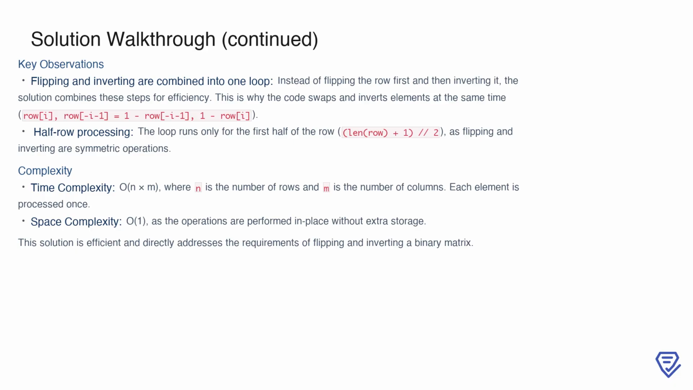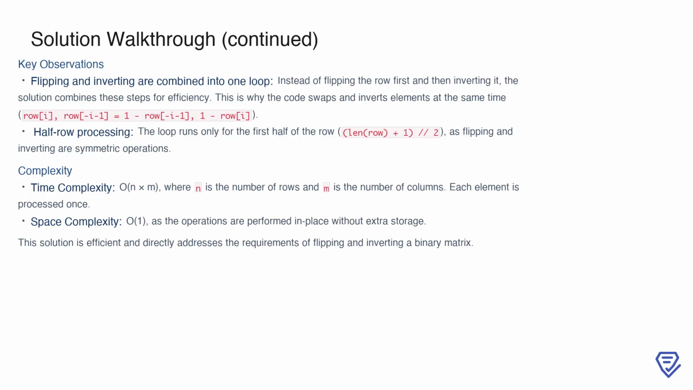An important observation about this solution is that flipping and inverting can be combined into a single loop for efficiency. Instead of reversing the row first and then inverting it in two separate steps, we can perform both operations in one pass by swapping and inverting elements simultaneously. This is achieved with the code row[i], row[n-1-i] = 1 - row[n-1-i], 1 - row[i]. Additionally, we only need to process half of the row because flipping and inverting are symmetric. This optimization reduces unnecessary computations.